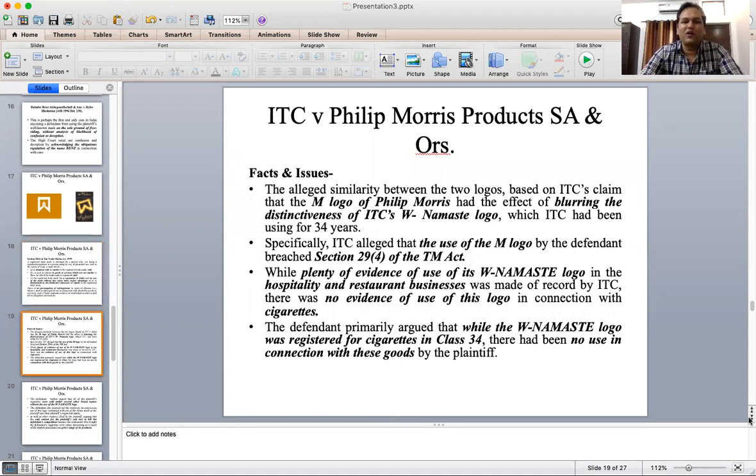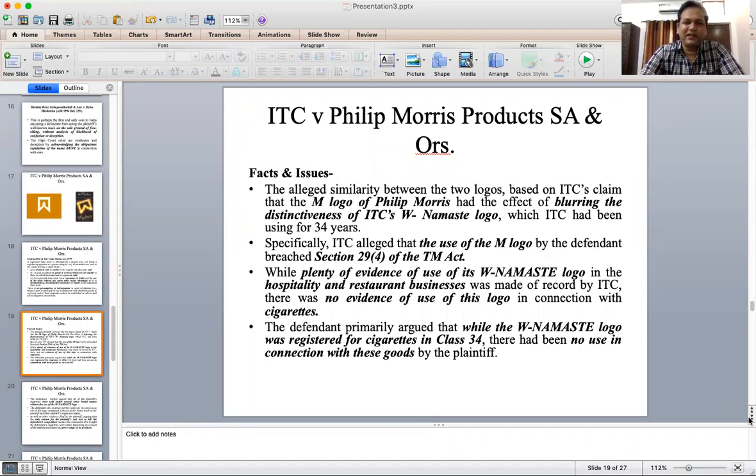So what were the facts? I have discussed the facts a little with you. The facts were the alleged similarity between the two logos, based on ITC's claim that the M logo of Philip Morris had the effect of blurring the distinctiveness of ITC's W Namaste logo. Both give a kind of inference that they are in the shape of W. And it was said that Philip Morris, which was producing Marlboro cigarettes, was blurring the mark of ITC, which also gives a kind of inference of W if you take it very closely. So they allege that this has been done by way of blurring.